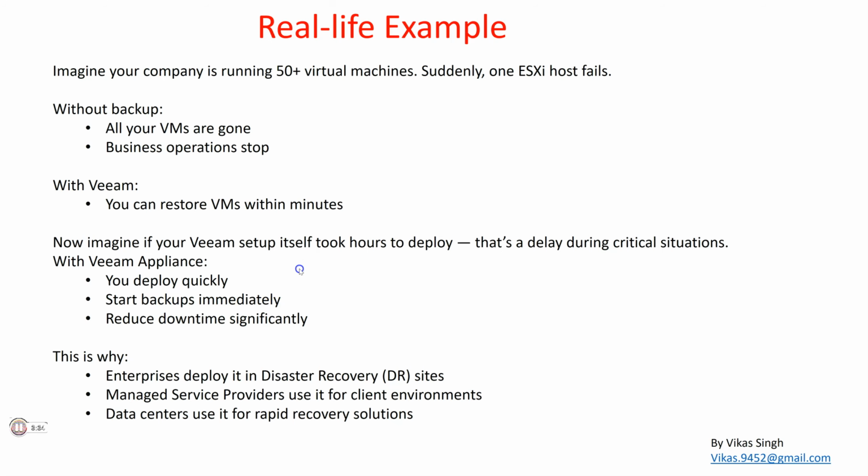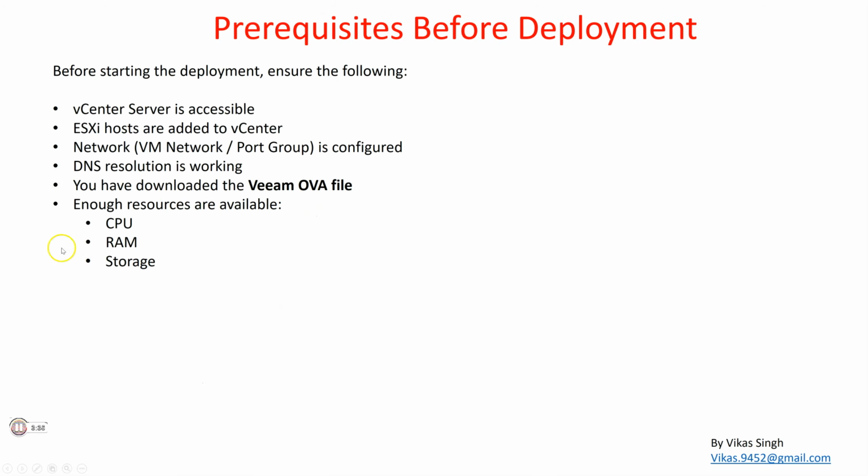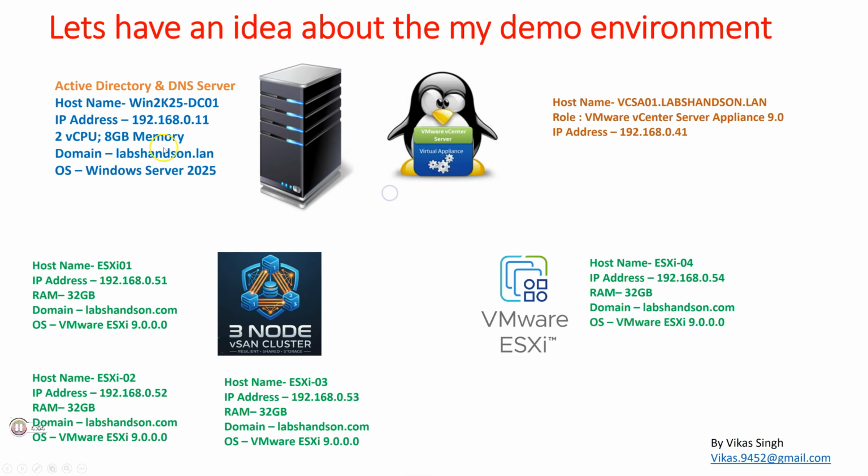Now these are some prerequisites we should ensure before starting the deployment: our vCenter server is accessible and ESXi hosts are added to vCenter server, the VM network and port group are configured, DNS is working, you have downloaded the Veeam OVA file, and there is enough CPU, memory, and storage on your ESXi host. So let's go ahead and verify my environment.